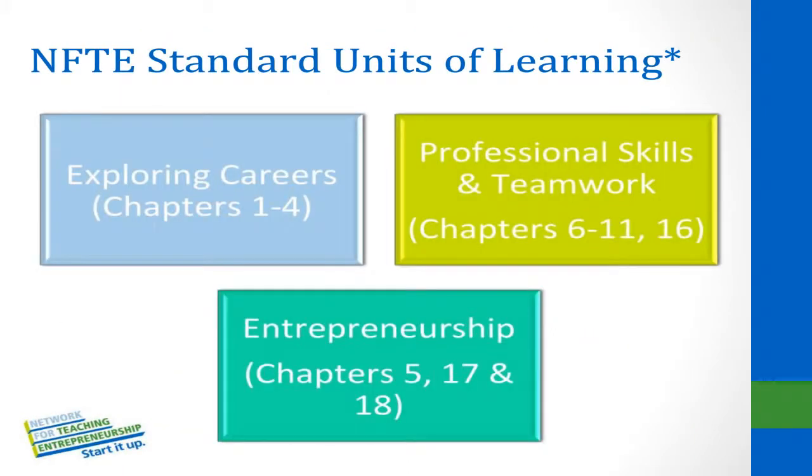So let's quickly review the Nifty standard units for the entrepreneurial thinking program. Unit 1 is Exploring Careers, chapters 1 through 4. Unit 2 is Professional Skills and Teamwork, chapters 6 through 11 and 16, and Entrepreneurship, chapters 5, 17, and 18. As we've mentioned before, you may choose to organize your learning a little bit differently, but in general, these are the standard units of learning.